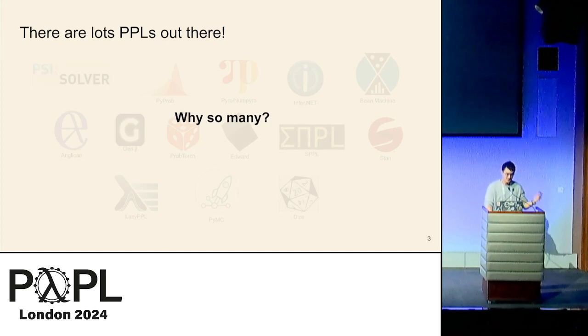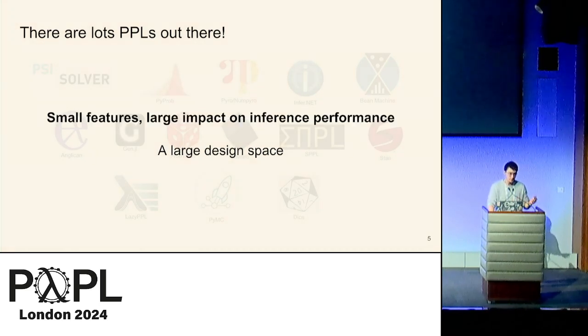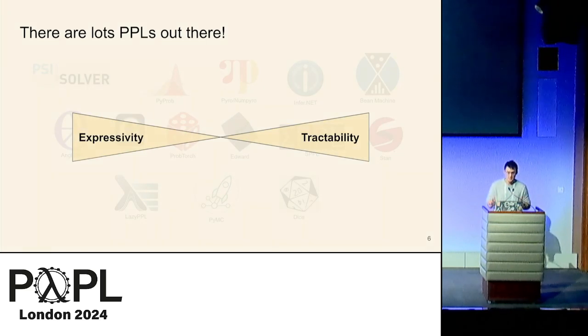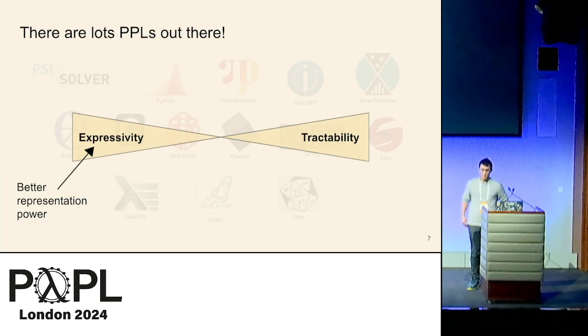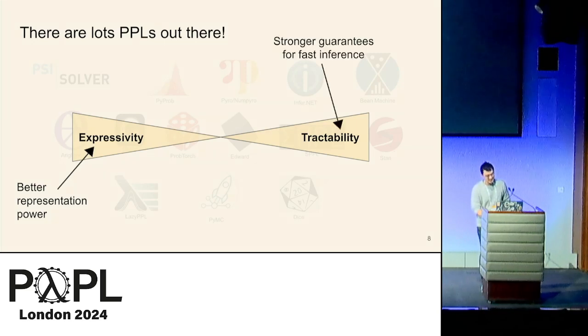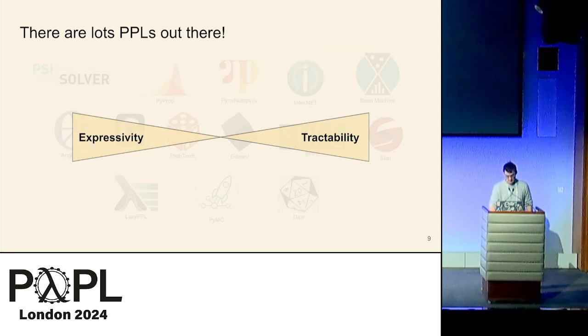It turns out that when you design a probabilistic programming language, there's a large design space that we have to account for. And when we have small additions to a language, we might have a huge impact on inference performance. There's this informal expressivity-tractability trade-off where we want to present users with better representation power for practical problems, but at the same time, the more we restrict a language, the stronger the guarantees are for faster inference. So let's take a look at one of these languages called Dice.